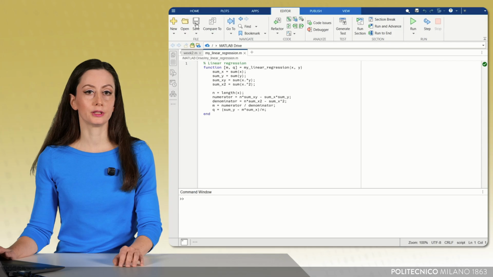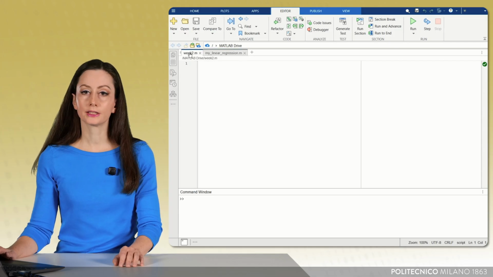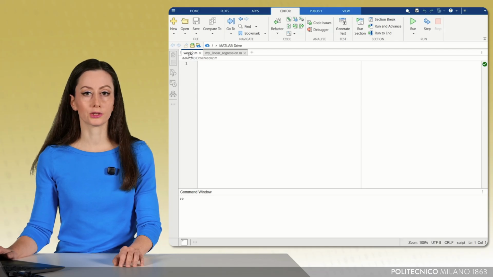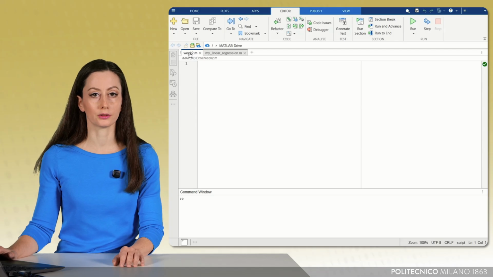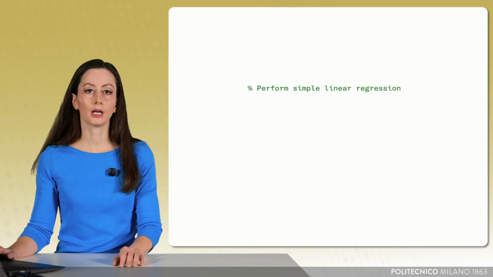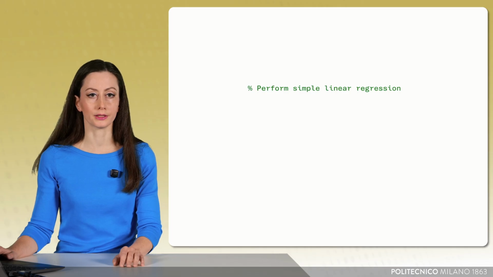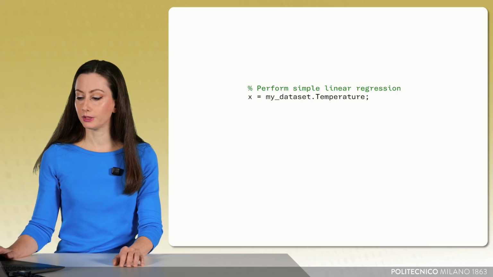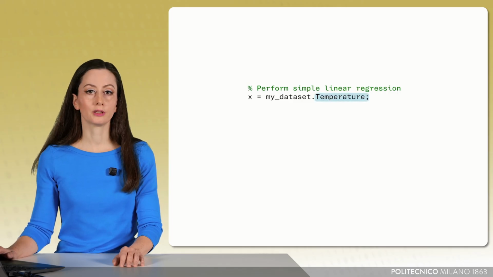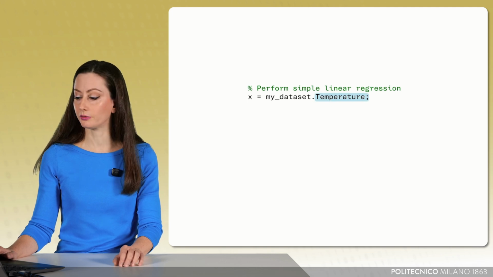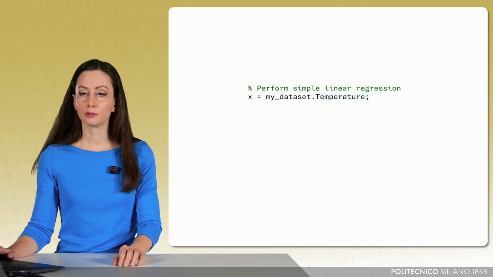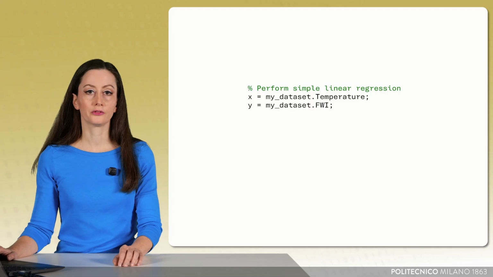Now we are ready to use this function on our data set. So let's go back to the week 2 script and make sure that the file mylinearregression.m is available in the current directory. Now we wonder how the temperature influences the fire weather index. So to this goal, we choose the temperature as our x using this code. MyDataset.temperature extracts the corresponding column from the dataset and stores it as our x. And similarly, the content of the column fire weather index, FWI, is stored as a variable y.